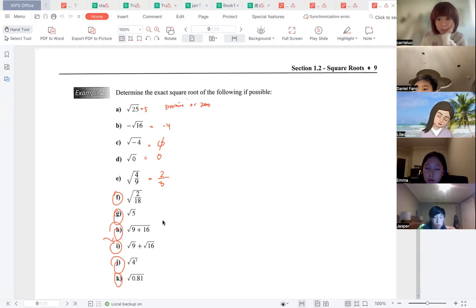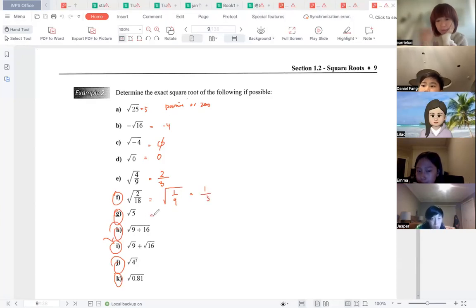So, okay, good job. First one, 2 over 18. Obviously, Daniel said, I cannot do 2 over 18, right? But if you simplify it as 1 over 9, the square root of 1 equals 1, and the square root of 9 equals 3. So 1 over 3, right? The square root of 5, there's nothing that can simplify it, so it's just square root 5.